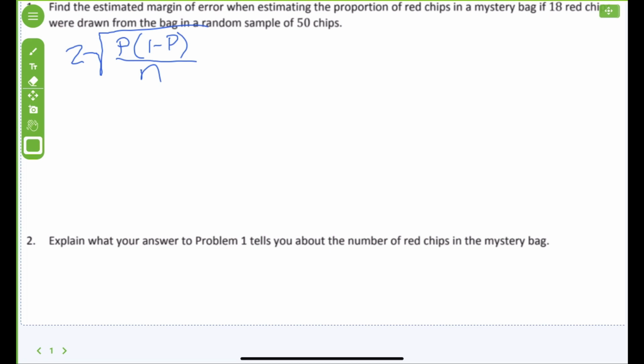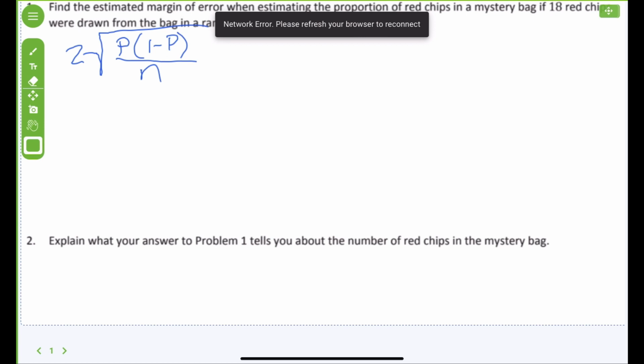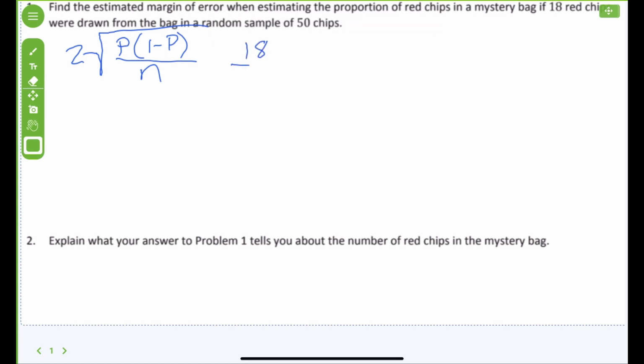Okay, so what is the probability of getting 18 chips out of 50 chips that are red? That's simply what? How do you do that? 18 divided by 50, right? So 18 divided by 50 is 36 hundredths. Now, the complement would be what? 64. Thank you. Okay.